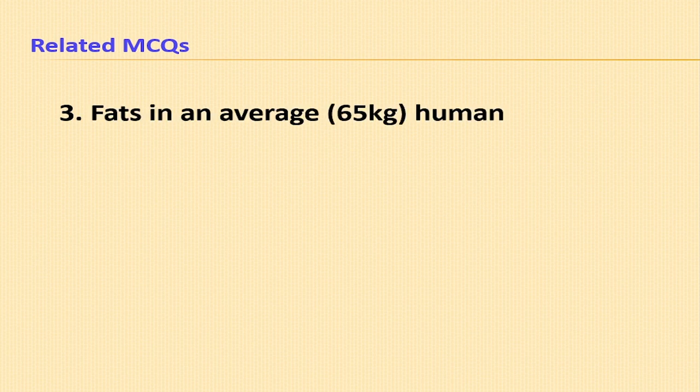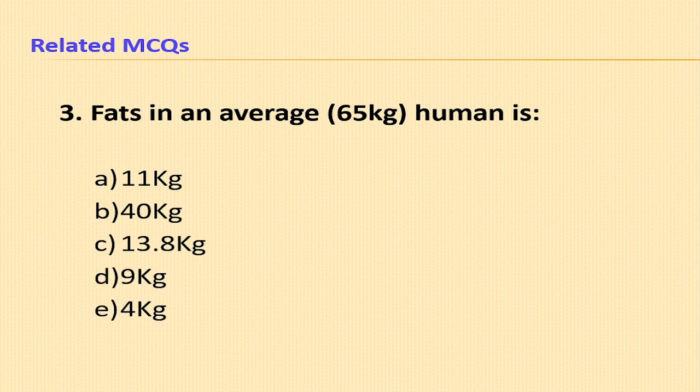Related MCQs, question number 3: fat in an average 65 kg human is 11 kg, 40 kg, 30.8 kg, 9 kg, or 4 kg. What's the right answer? How much fat is present? The answer is 9 kg. This is a very important question.